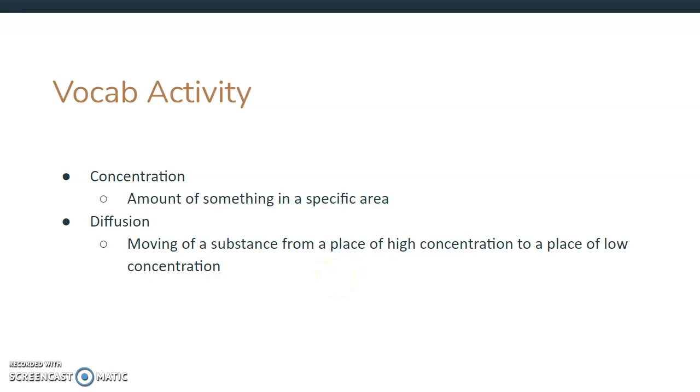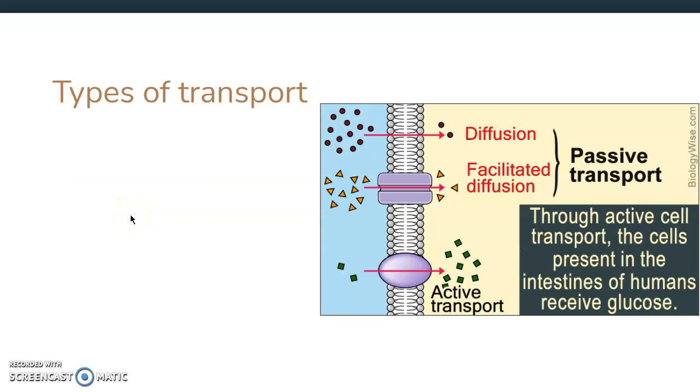Have you guys ever had maybe a candle in a room that smells very nice? As soon as you light it, it starts in one part of the room, but it can fill the whole room and diffuse into the whole room, because the high concentration of the smell will be around the candle at first, and then it will diffuse into areas of lower concentration, being the rest of the room. So we're going to talk a little bit about how that works with a cell membrane as well.